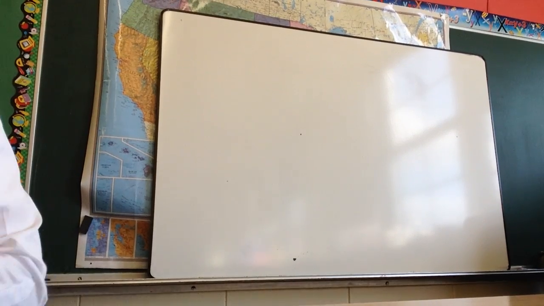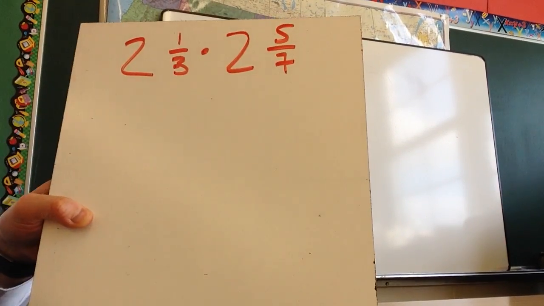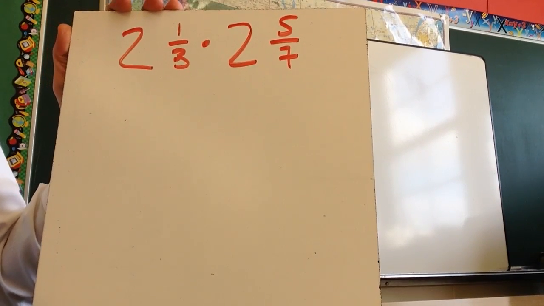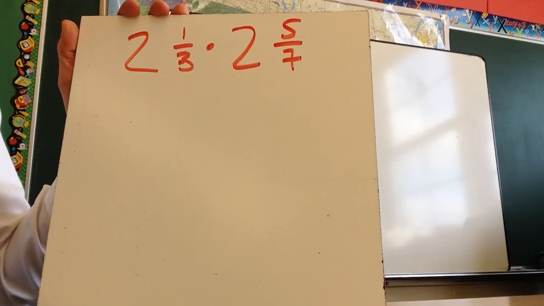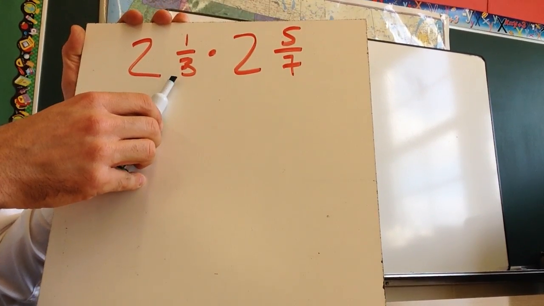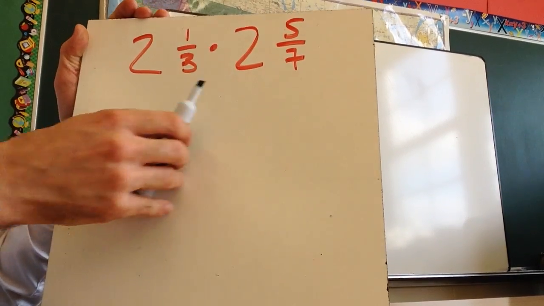All right, I got two more problems for you. Now let's talk about what happens when we're multiplying mixed numbers. Keep in mind a mixed number is just a fraction. It just means that it's greater than 1. So this is 2 and 1/3. Right? This is 2 and 5/7.